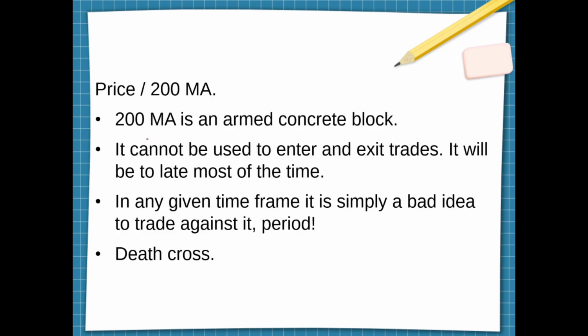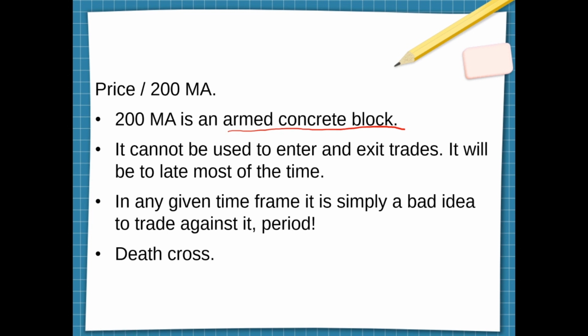Now there is another one. This is a price crossing the 200 moving average. Now the 200 moving average is a non-concrete block. Every time the price is messing with the 200 moving average, you need to pay attention to that. It cannot be used to enter and exit, because the bigger moving averages do not react fast. In a sense, a moving average in itself is a lagging indicator.